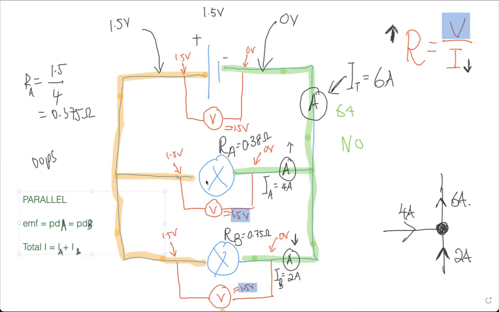Now, we have these two resistances. One is 0.38 ohm. The other one is 0.75 ohm. What would be the total resistance here? So for parallel, how do we find the total resistance? Okay, there's a few ways. Let me do the easy way first. Let me erase this.